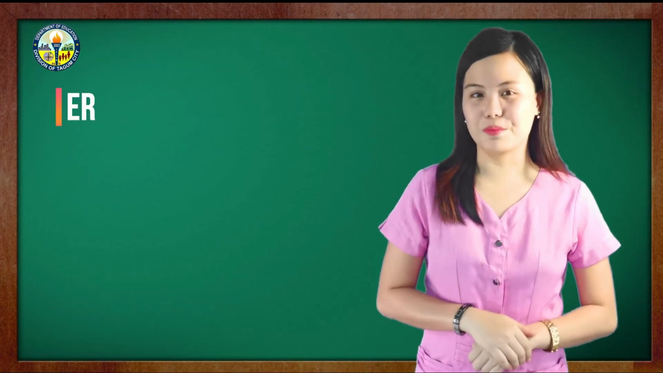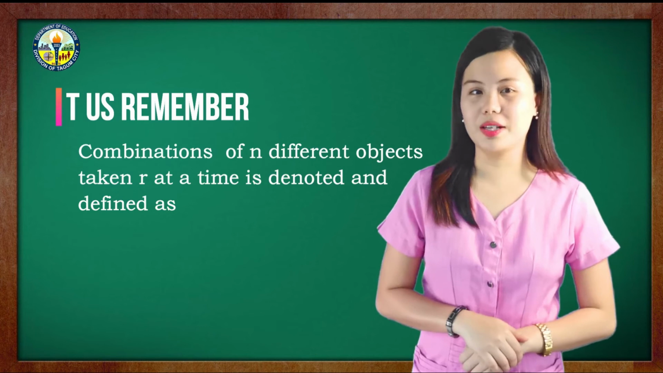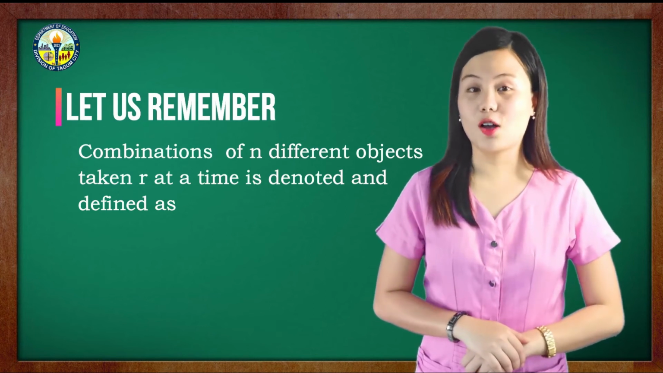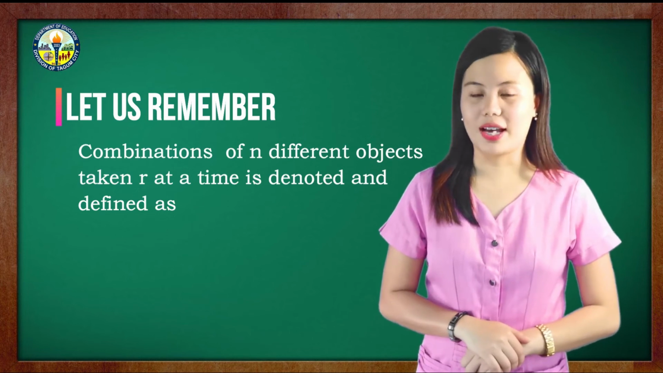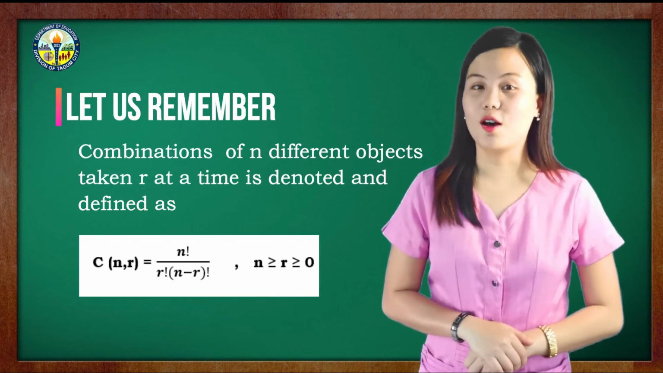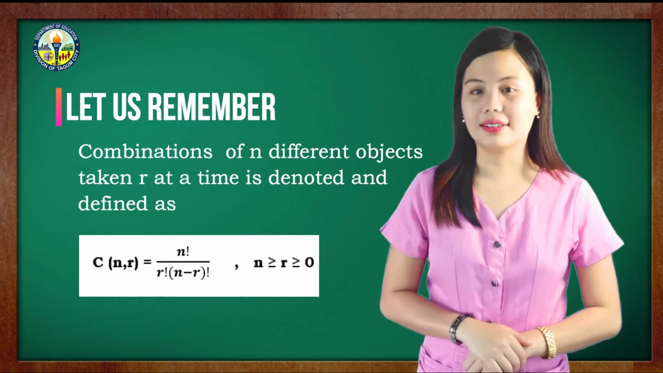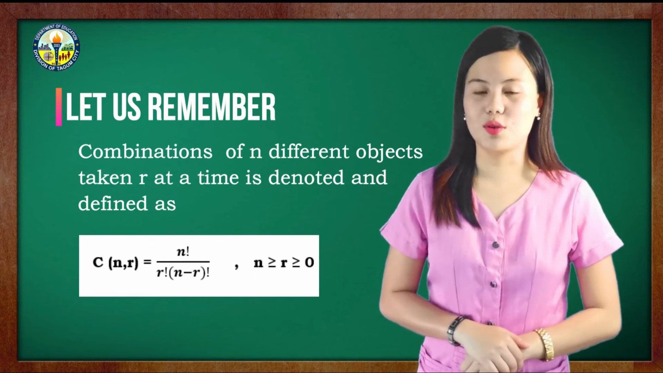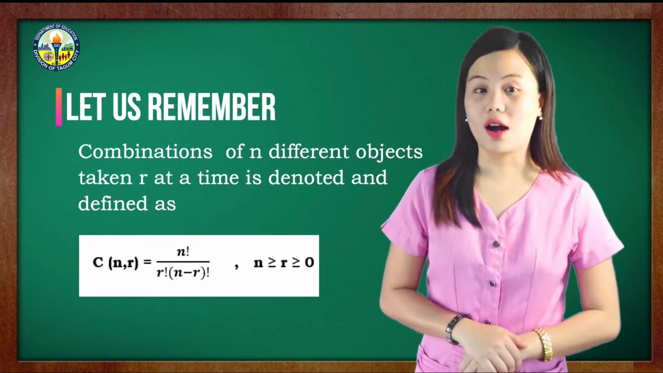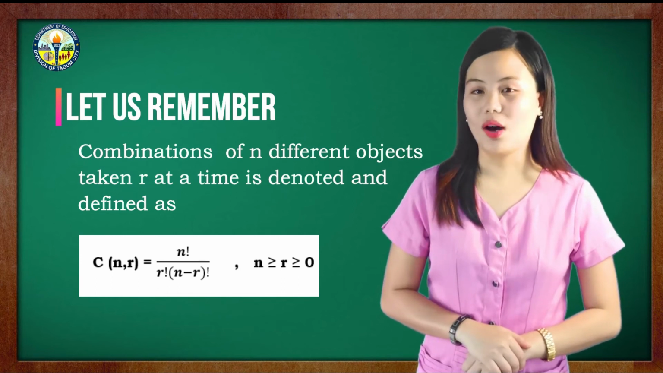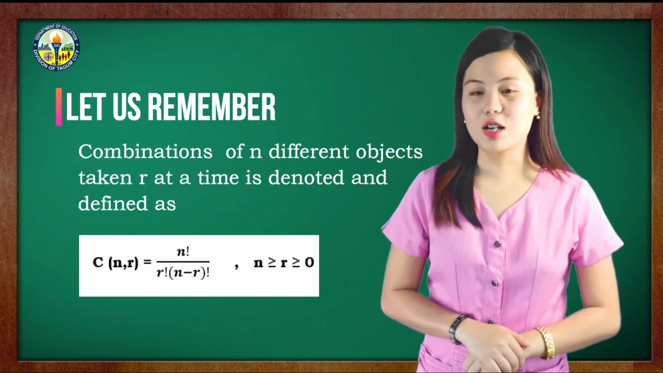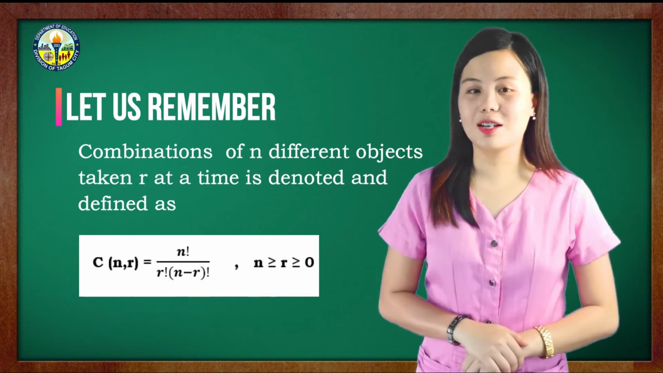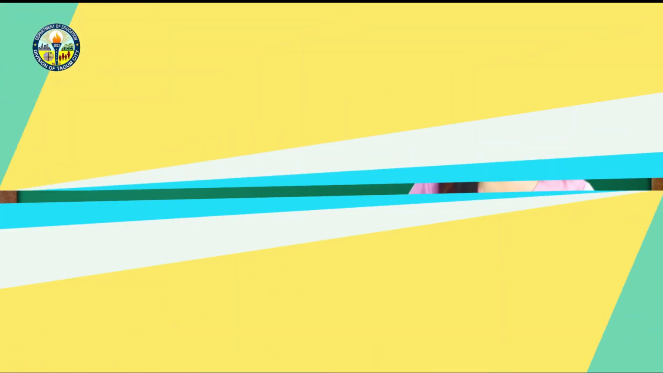Let us remember that the number of combinations of n different objects taken r at a time is denoted and defined as the combination of n taken r at a time is equal to n factorial over r factorial times the quantity of n minus r factorial, where r is greater than or equal to 0 and less than or equal to n.